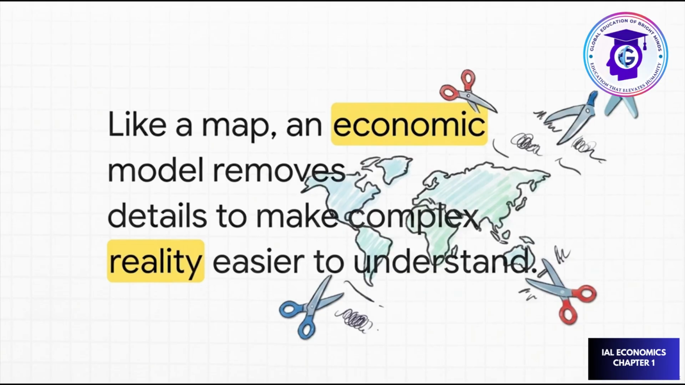A model includes only the most important factors and intentionally removes the less important stuff, making a wildly complex economic reality actually understandable. Leaving details out is a feature, for sure, not a bug.